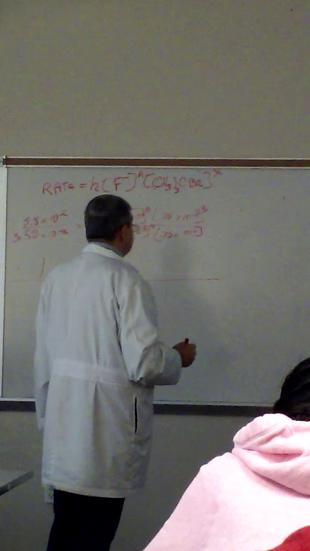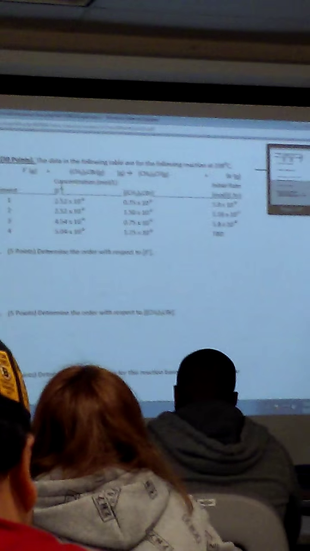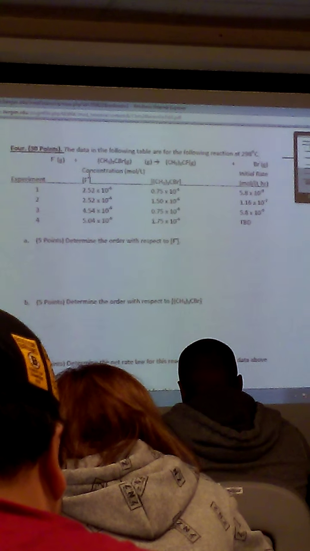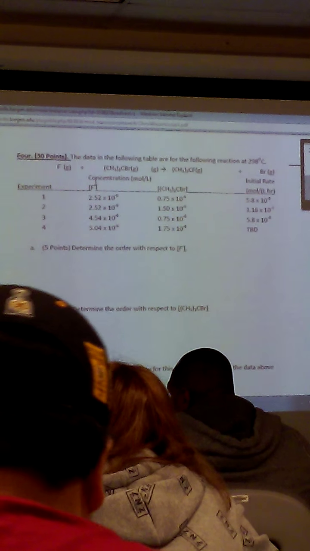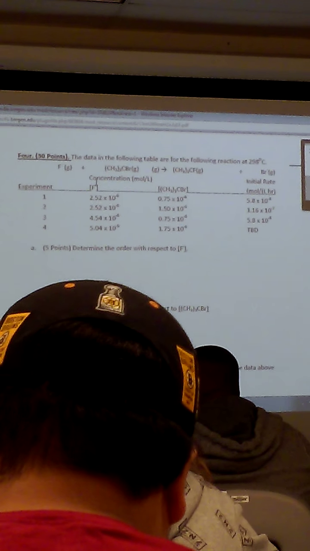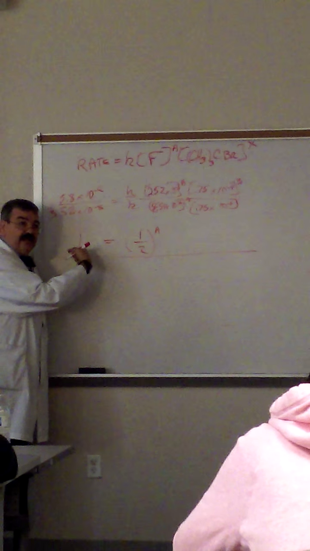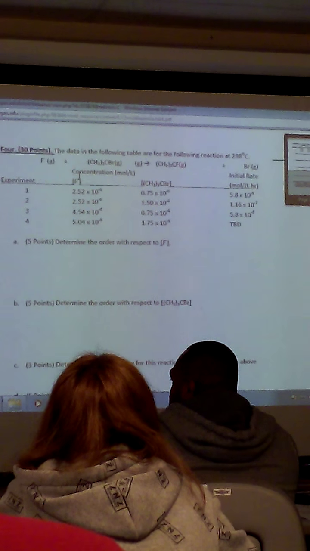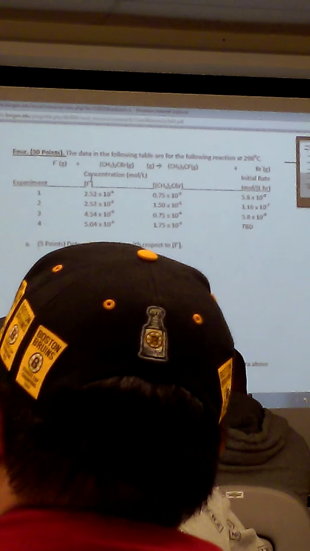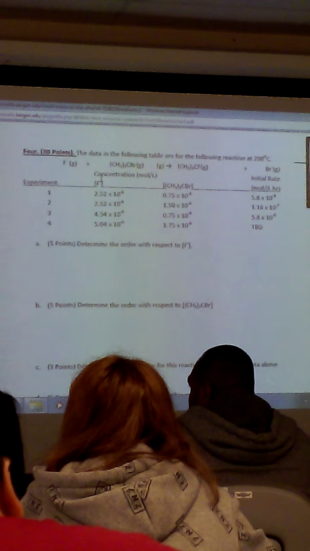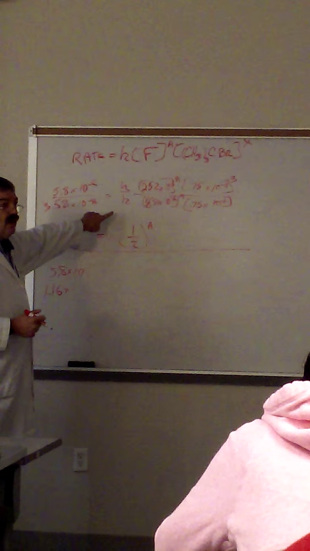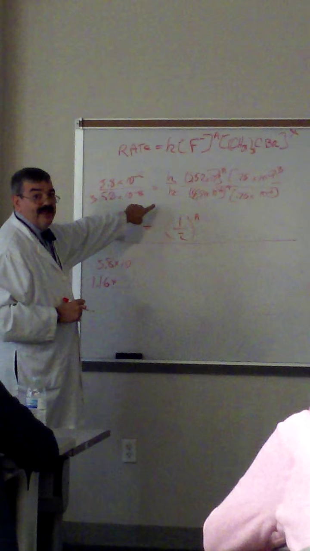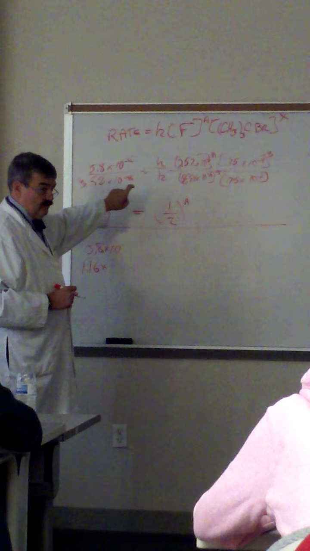Next, 1 and 2 now. 5.8, 1.16 times 10. The rate's changing here. So I know it can't be 0. That is always the case, right? If the rate doesn't change, it's always going to be 0. Correct. Okay. All right.